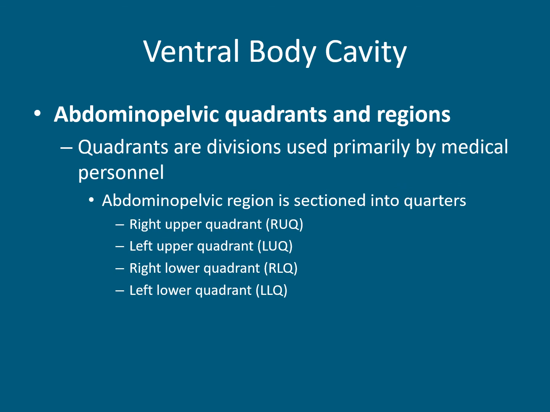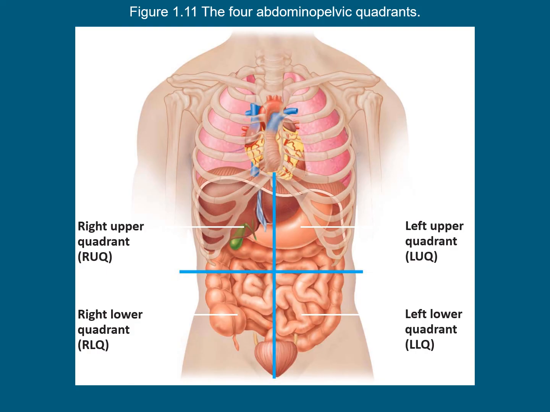With your abdominopelvic area, we divide it into quadrants and regions. Quadrants are typically used by medical personnel. For once, we do make these names very nice. They're logical, so enjoy it. You have the right upper quadrant, the left upper quadrant, the right lower quadrant, and the left lower quadrant. And remember, right and left are the patient's, not yours.